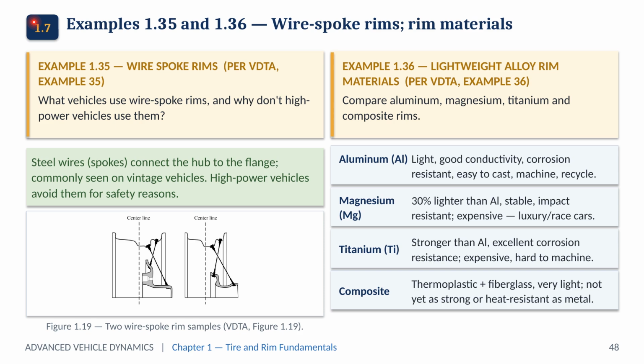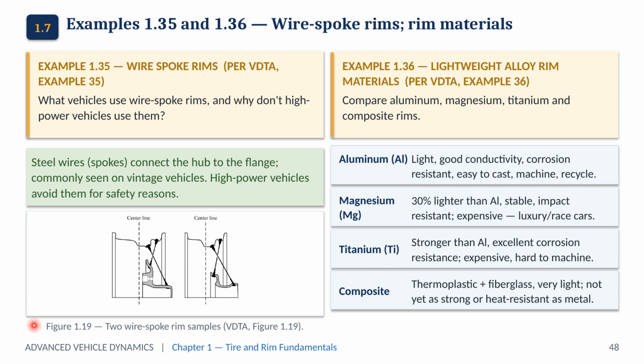Example 1.35 asks which vehicles use wire spoke rims and why high-power vehicles avoid them. A wire spoke rim uses steel wires to connect the hub to the flange and is commonly seen on vintage vehicles. High-power vehicles avoid them for safety reasons. Figure 1.19 shows 2 wire spoke rim samples.